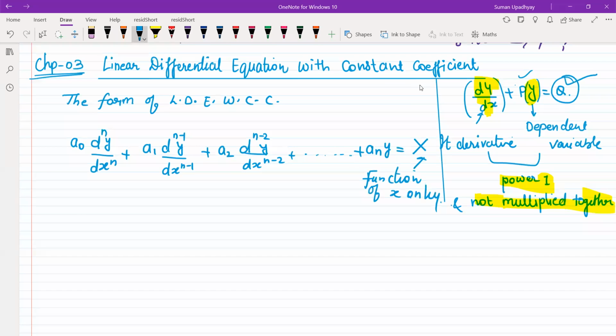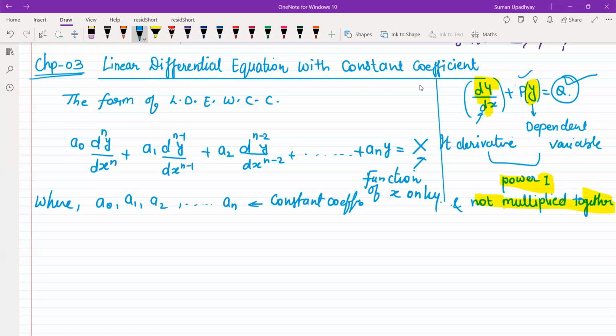Now, where are the constant coefficients? Where are the constant coefficients you can see in the differential equation? Tell me. What do you think, which terms could be the constant coefficients? a0, a1, a2. Yes, so a0, a1, a2, these are what? Constant coefficients. These are constant coefficients.